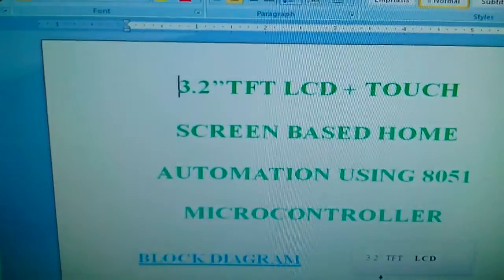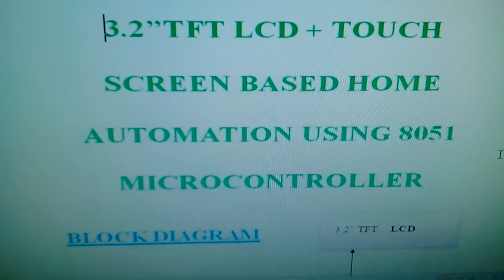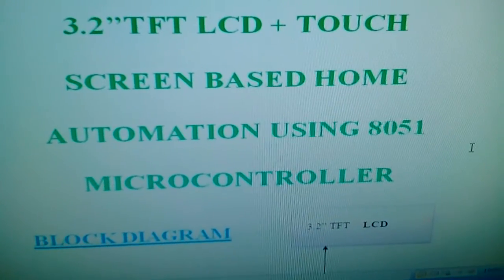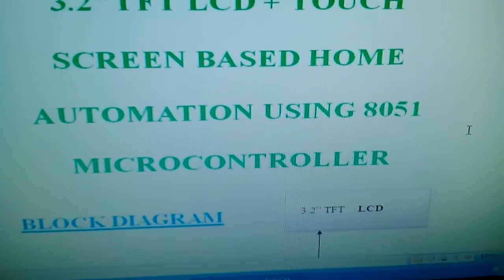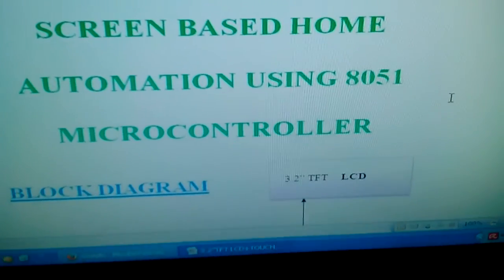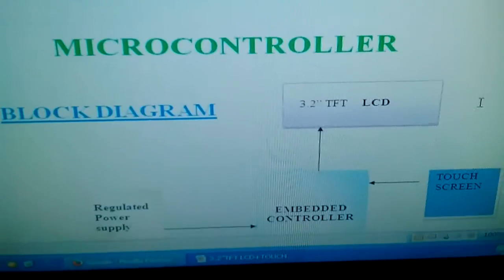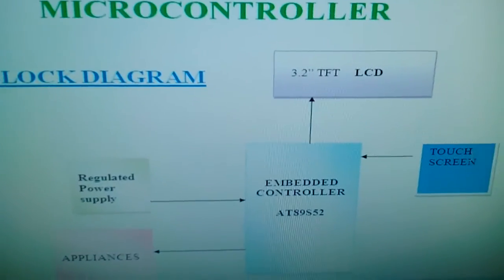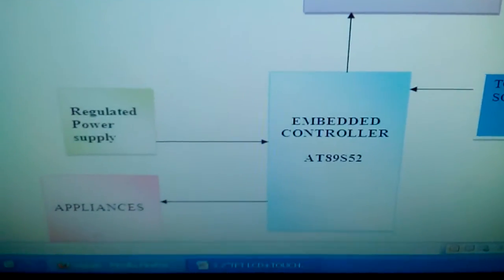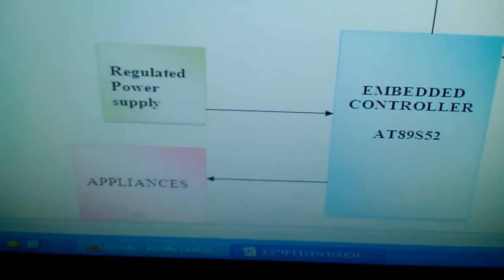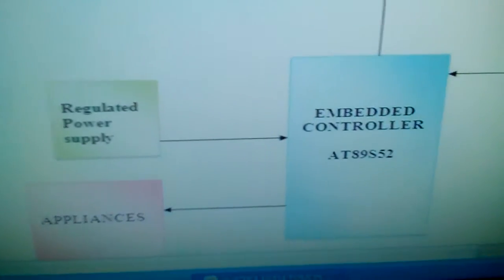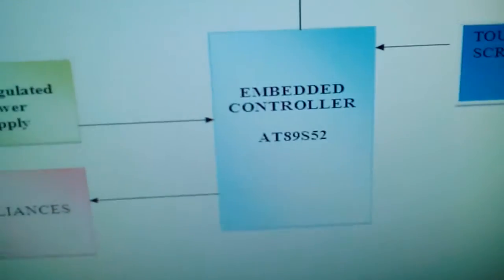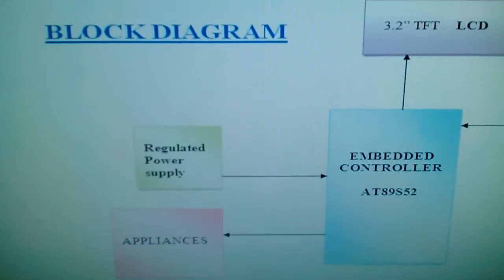The project title is 3.2-inch TFT LCD plus touchscreen based home automation using 8051 microcontroller. In this project, I'm using a 3.2-inch TFT LCD screen with a resistive touchscreen on the upper side, an 8051 microcontroller, and one power supply section. I am using the appliances, lights and fan, and the touch screen. So this is the entire block diagram.